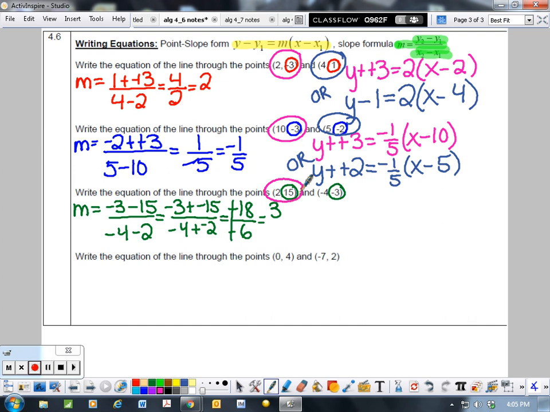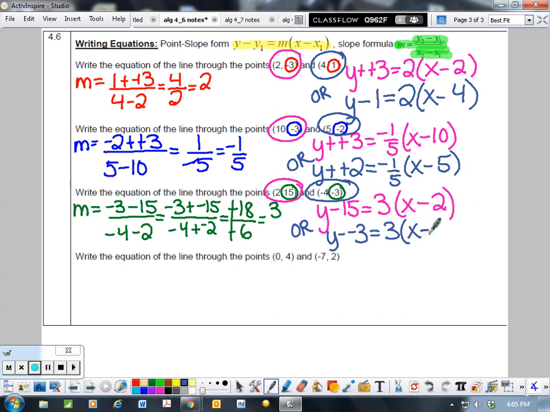Now we're in prime situation to write the equation of our line. I can use my first point. So y minus 15, so the y value, equals my slope times x minus my x value of 2. So now I can go to my next one. Now keep in mind, on your assignments, you only have to write one equation. I just want to show you how you would do it for each one. So my second option, or the second correct answer, would be y minus negative 3, because that's the y value of my point, equals my slope times x minus the x value of my point. Take care of your double negatives, and there's our two equations.